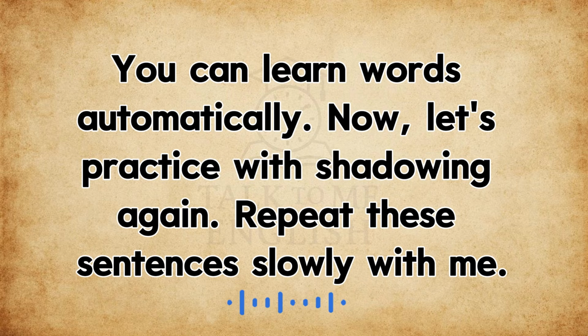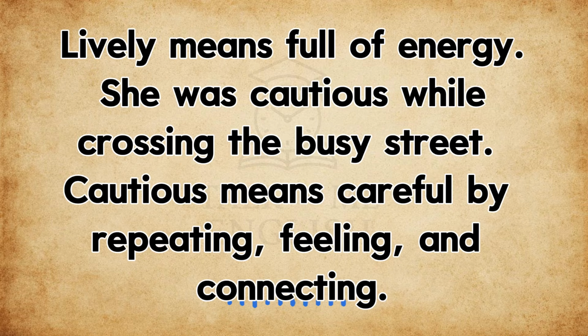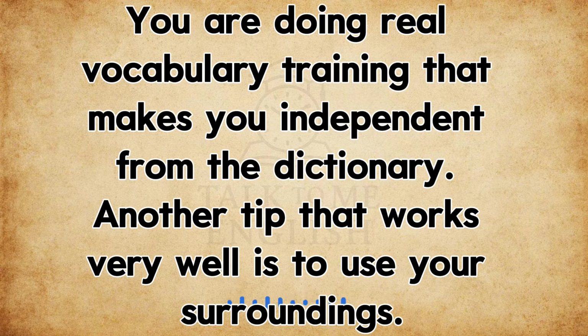Now, let's practice with shadowing again. Repeat these sentences slowly with me. The child was drowsy after lunch and soon fell asleep. Drowsy means sleepy. The party was lively with music and dancing all night. Lively means full of energy. She was cautious while crossing the busy street. Cautious means careful. By repeating, feeling and connecting, you are doing real vocabulary training that makes you independent from the dictionary.